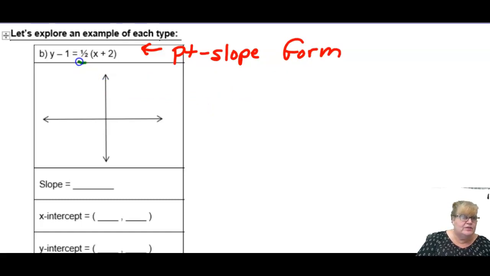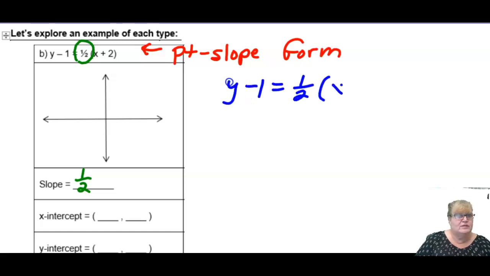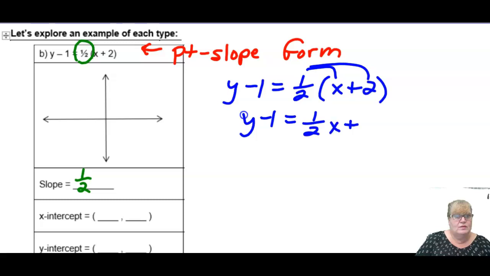I can pick out the slope here. The slope is 1/2. And I know it goes through the opposite of this and the opposite of this, which would be -2, 1, but that's kind of a hot mess. Let's go ahead and rearrange this because we're going to practice that a lot in a minute. So we're going to distribute over here. 1/2 times 2 would be 1. Add this 1 over here, and in slope-intercept form, we get y = 1/2 x + 2.